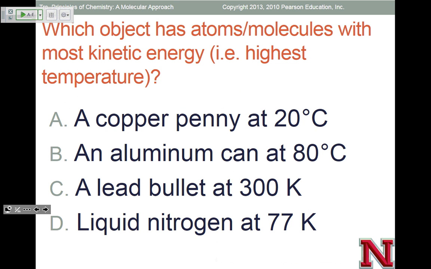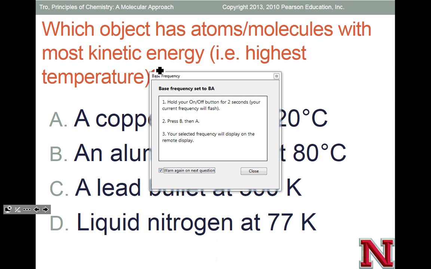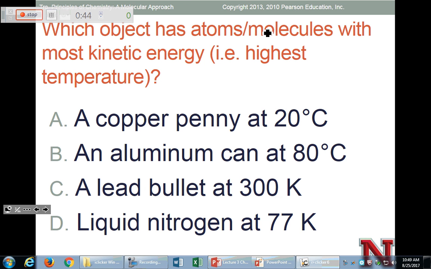So we started talking about temperature. So that's what the first ever iClicker question is going to be on. And remember, we're on B8, so you have to be on B8.